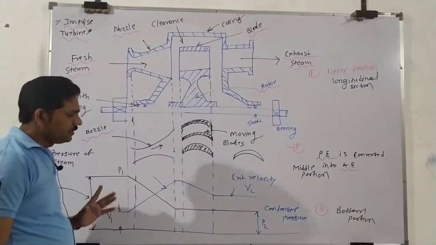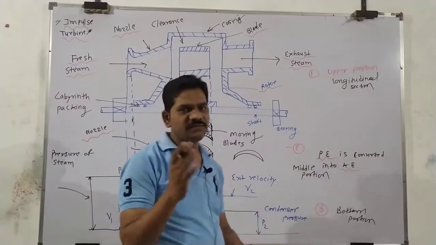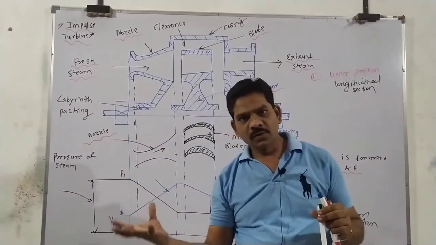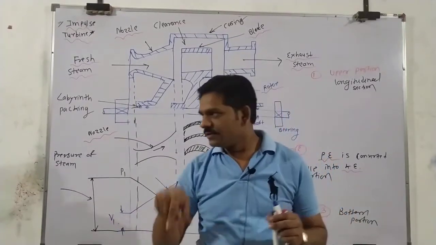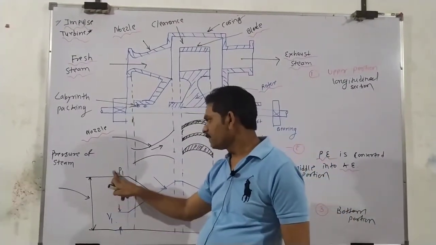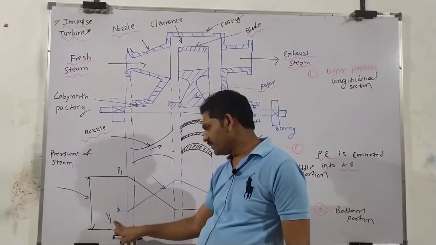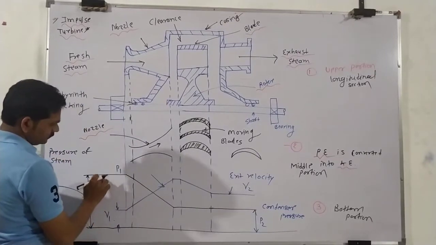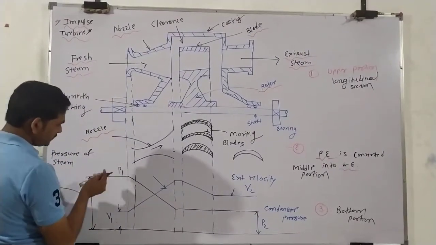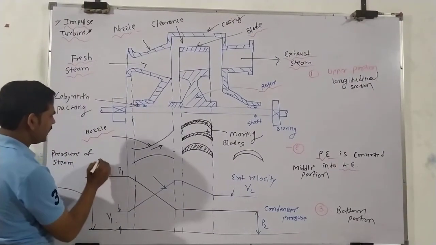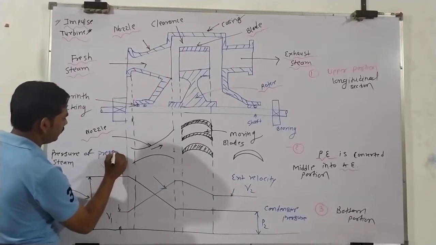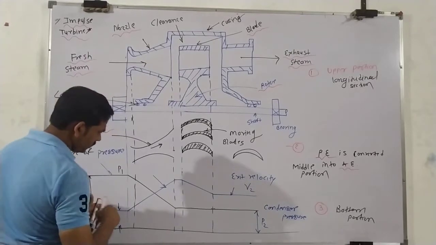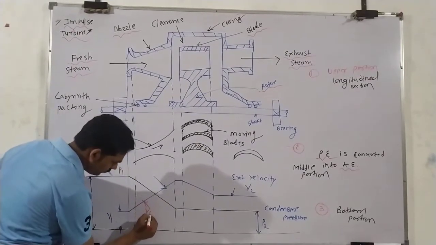The steam comes from the boiler. After the combustion of coal in the boiler, the steam is produced. This steam has some pressure P1 and velocity V1. These black lines are the pressure lines, and these blue lines are the velocity.